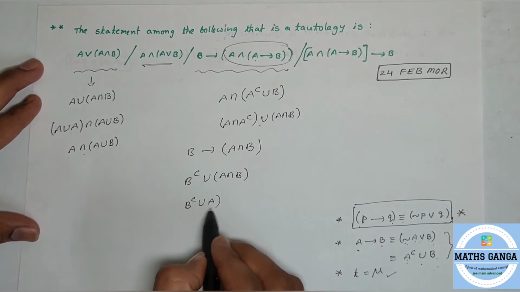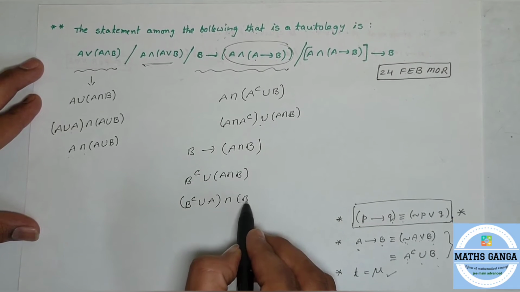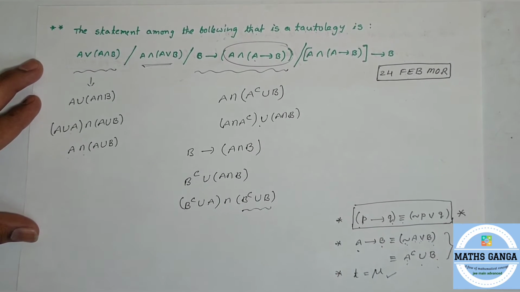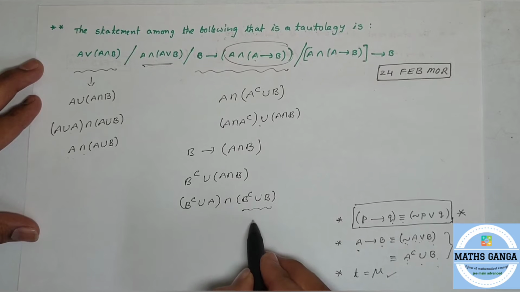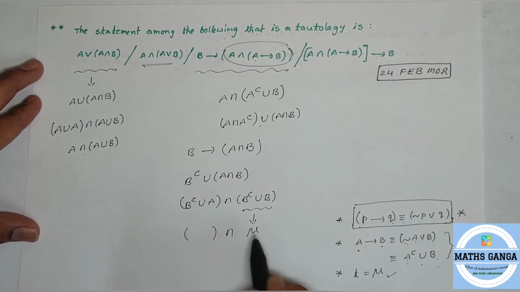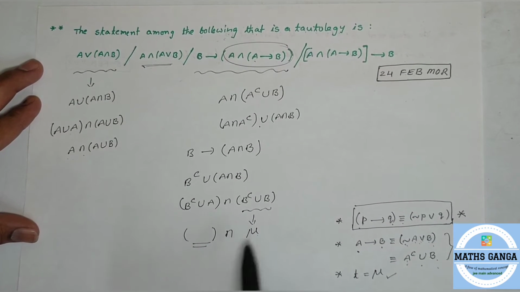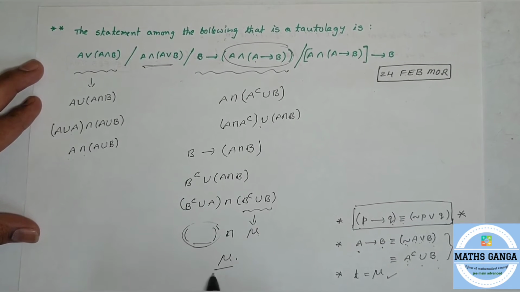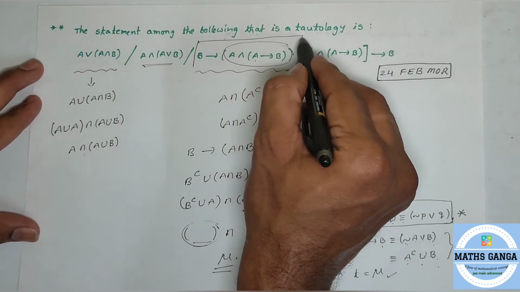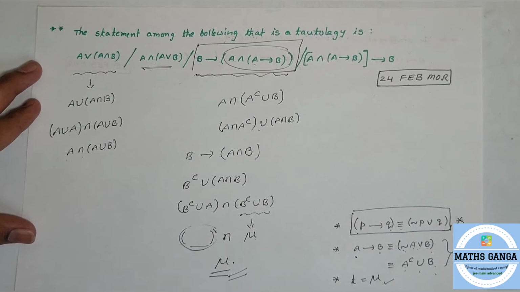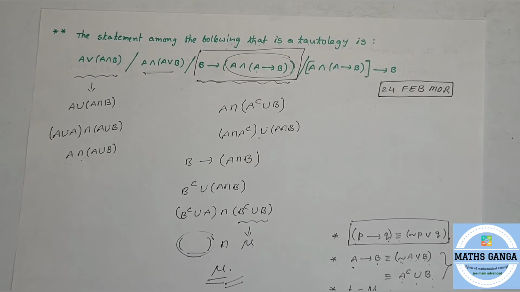B complement union (A intersection B) is (B complement union A) intersection (B complement union B). And we know that B complement union B, elements in B and elements not in B, all together make for sure the universal set. Here I have some set intersection the universal set. Every set is for sure a subset of the universal set, so some set intersection the universal set will lead us to the universal set. Since the simplification of option C leads to the universal set, this particular statement is a tautology, and your answer for this question is option C.